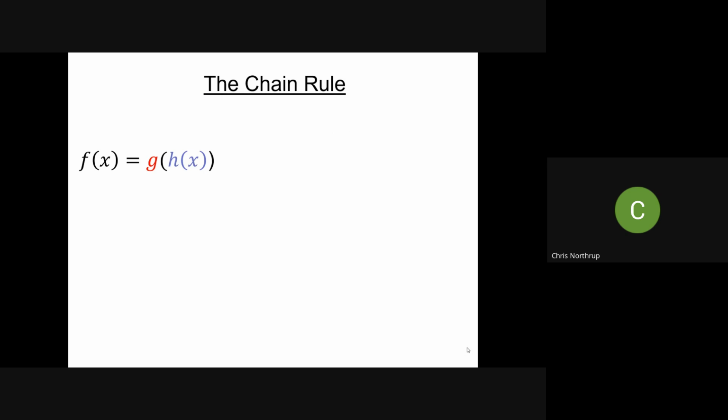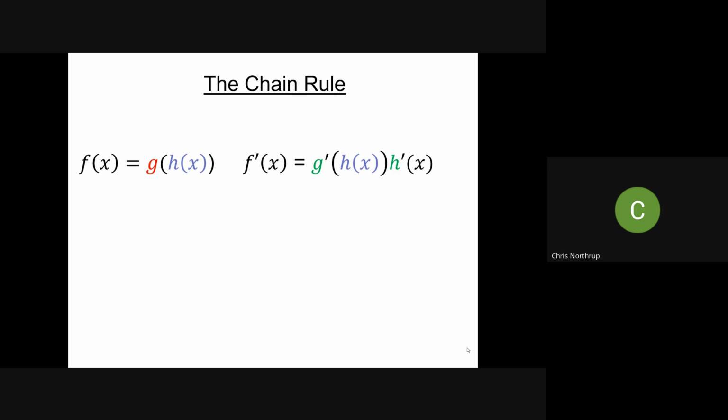So remember, if I take a function and plug it into another one, this is an operation we call function composition. So let's pretend that f of x is made up of h of x plugged into g of x, so g of h of x. The question is, how do I find the derivative of f of x? Well, this right here is called our chain rule.